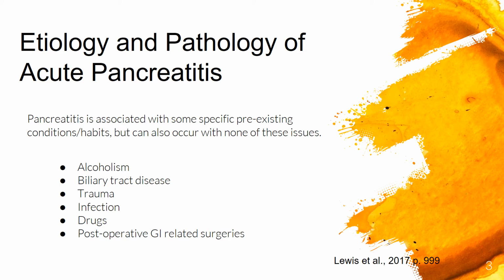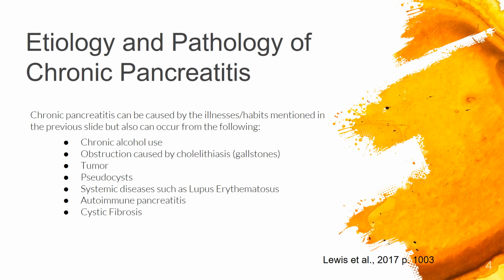So those are some of the things that we might look for when we're running labs. If they have these elevated levels, we might be looking for things like hemorrhage, edema, or smooth muscle contraction. Chronic pancreatitis is often seen in patients who have a history of acute pancreatitis. They might have a tumor, pseudocysts, systemic diseases such as lupus, autoimmune pancreatitis, or cystic fibrosis.